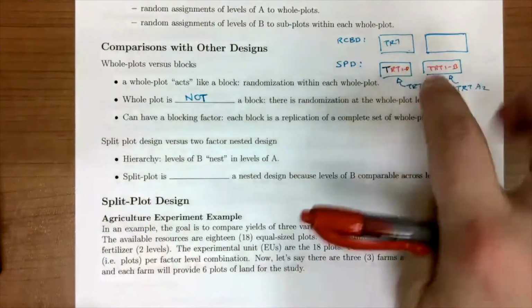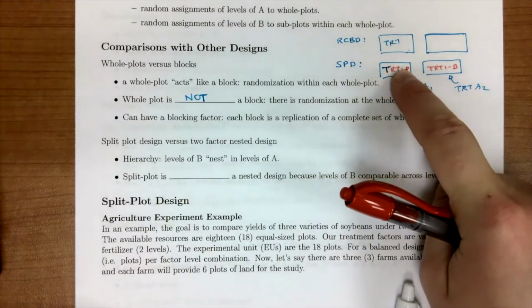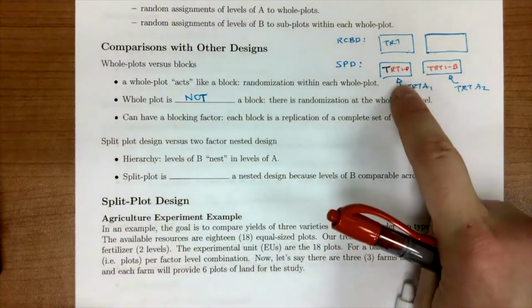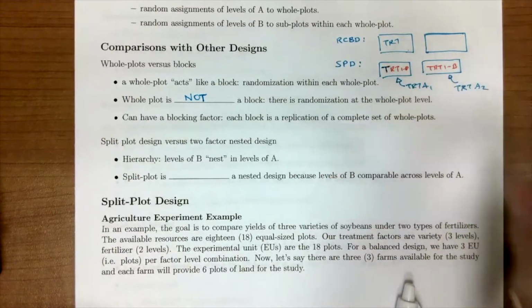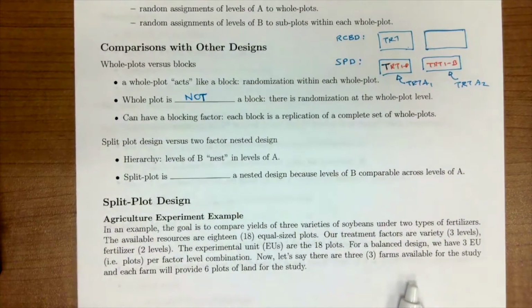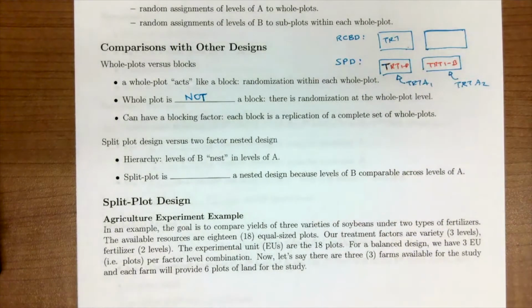They seem similar because yes, we're randomizing within the block or the whole plot, but they're not the same because we are randomizing a treatment to the whole plot. We can have a blocking factor, so we could have our whole plots nested within a blocking factor, like we saw at the end with a split plot design with a block.